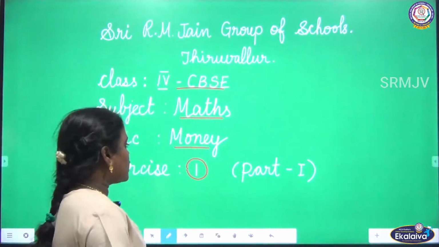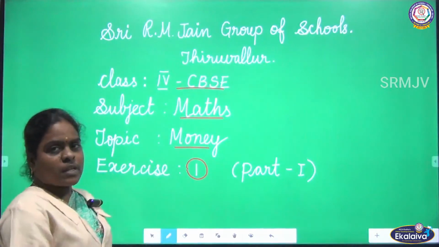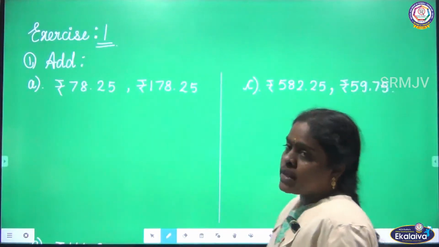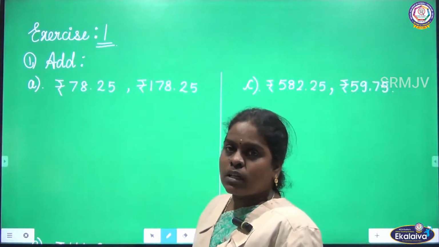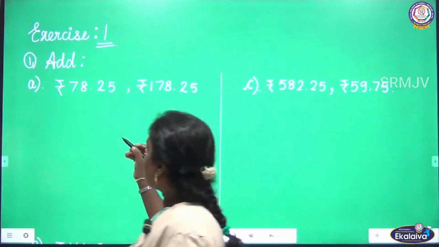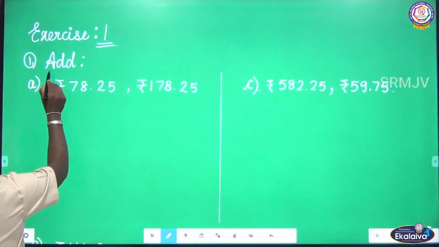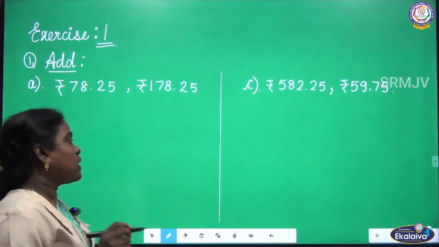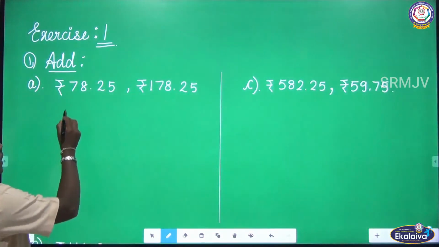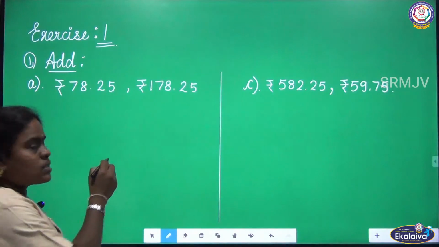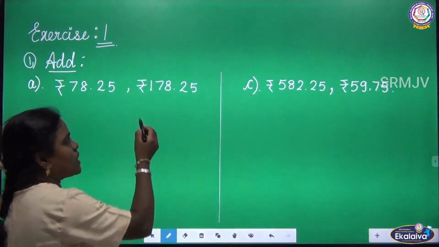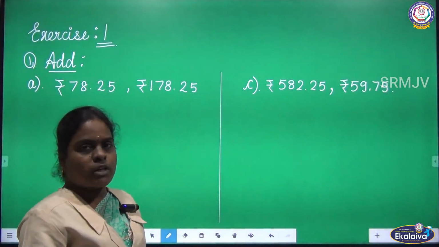Today we are going to learn exercise 1 from the chapter Money. In this exercise, first we are going to learn how to add the amounts. Listen, first we are going to learn the addition of money. Look at the first question, 78 rupees and 25 paise, and 178 rupees and 25 paise, we are going to add.